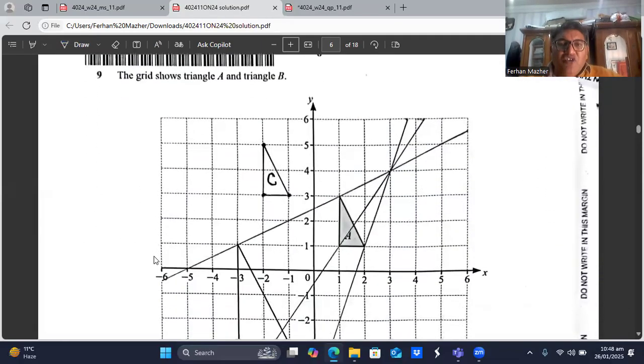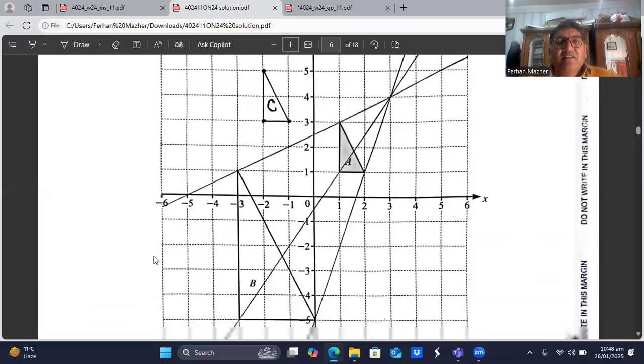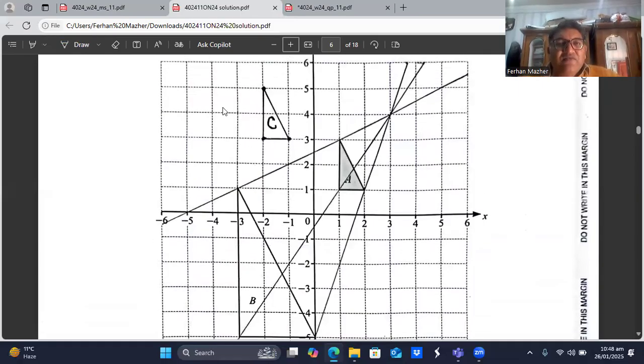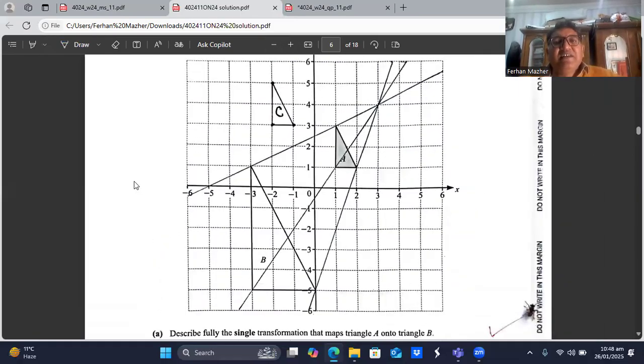So wherever those lines intersect, that will be the center of the enlargement. Here you can see I have joined this point, this point, this point, and this point with each other with a straight line, and I have prolonged those lines, and those lines intersected here at 3,4. So that means this is an enlargement, and the center of the enlargement is 3,4.